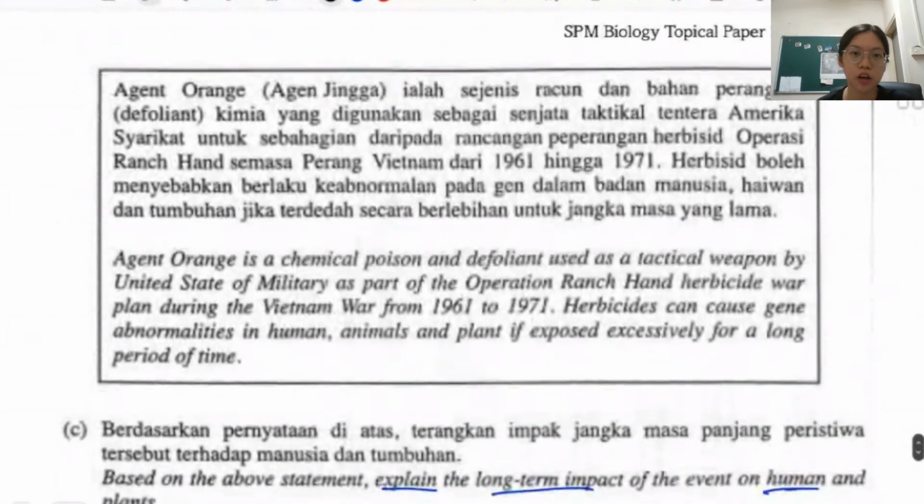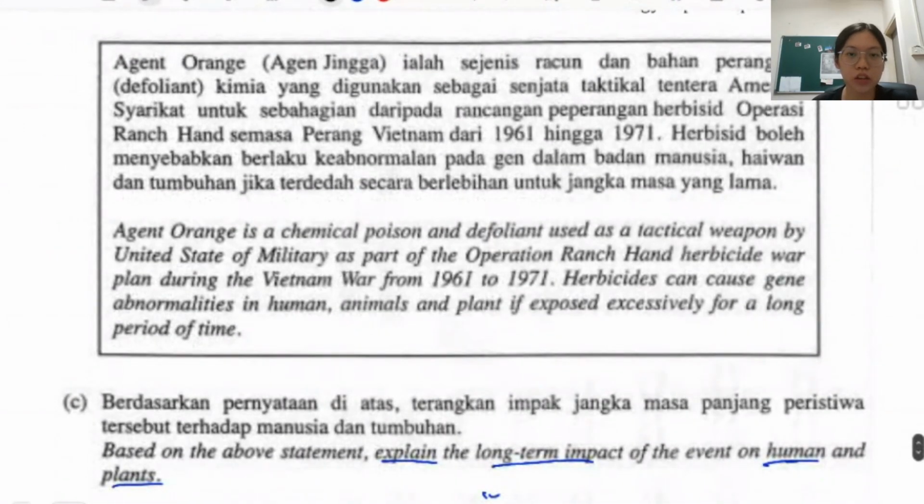And this question is asking for an explanation of the long-term impact of the event. What is the event? The US military released a lot of herbicide, which is a chemical poison, Agent Orange, during the Vietnam War. It caused gene abnormalities in humans, animals, and plants because they were exposed excessively for a long period of time. So what are the long-term effects?